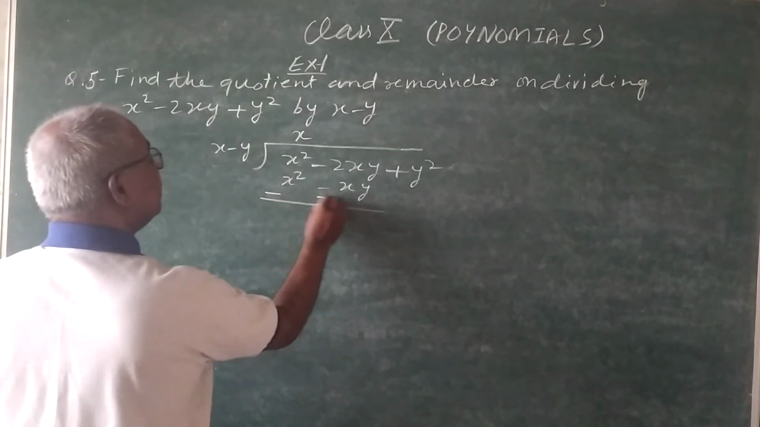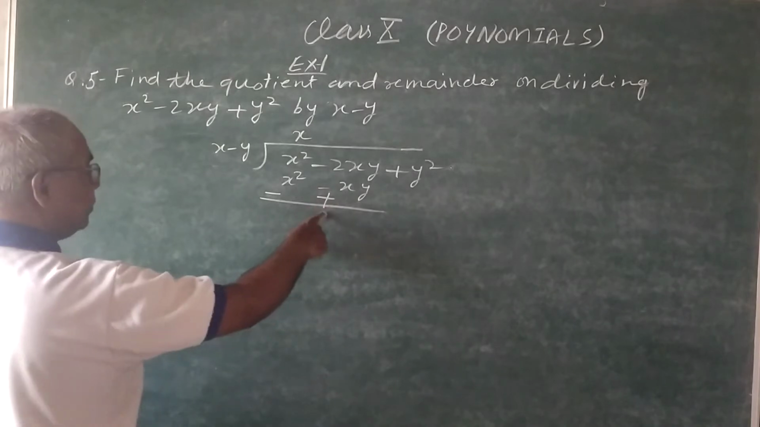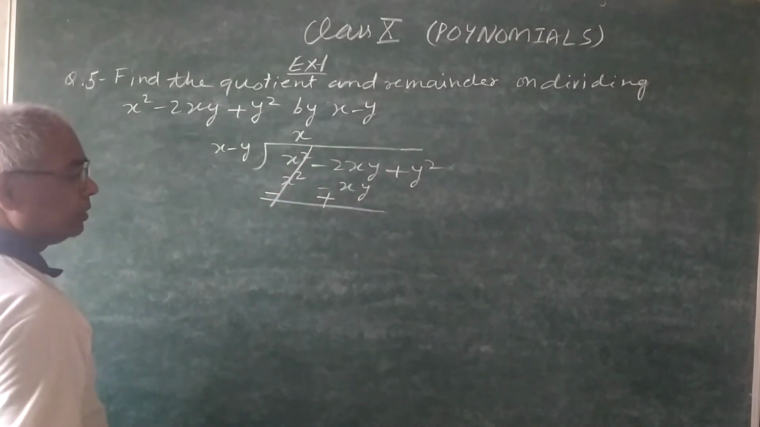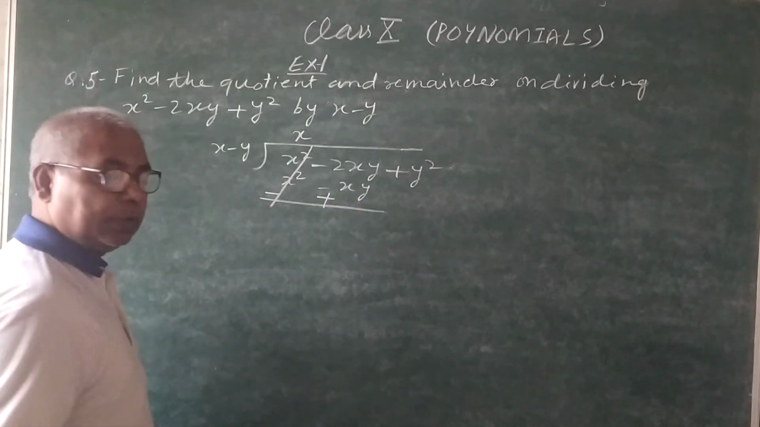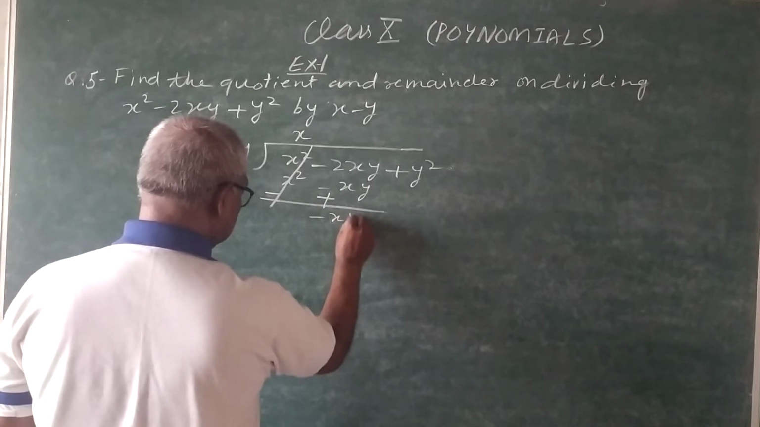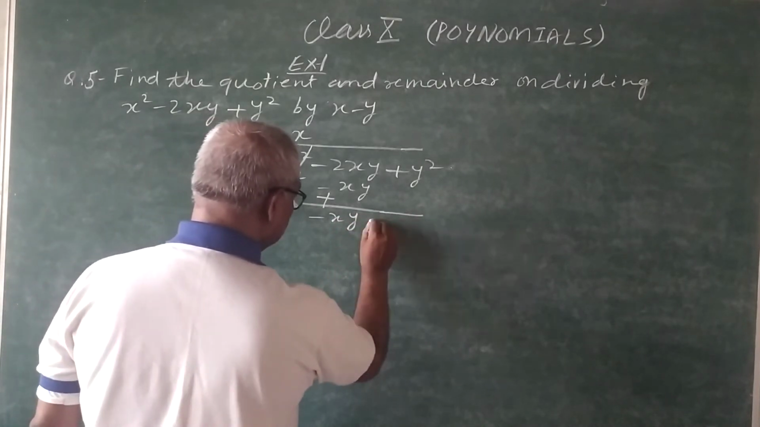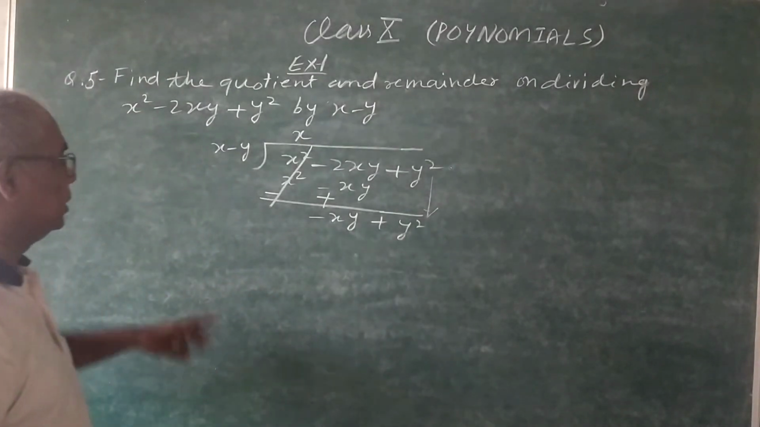Now change their sign. It's positive, so it becomes negative, and it is negative, so it becomes positive. So x square will be cancelled out to each other. Minus 2xy, and here is plus xy. So it becomes only minus xy. So minus xy. And here is plus y square. You can take this one downwards.